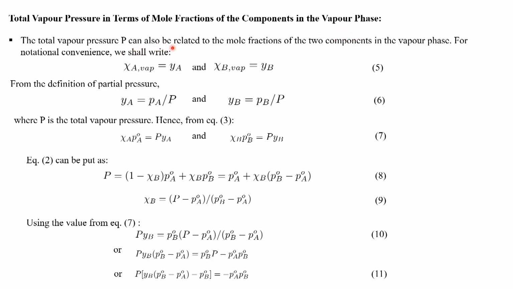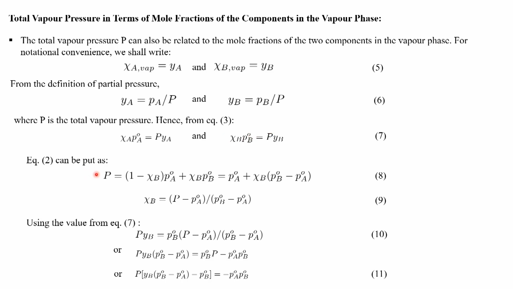Total vapor pressure in terms of mole fractions of the components in the vapor phase. The total vapor pressure P can also be related to the mole fractions of the two components in the vapor phase. For notational convenience, we shall write XA vapor as YA and XB vapor as YB. From the definition of partial pressure, we can write YA is PA by P and YB is PB by P, where P is the total vapor pressure. Hence from equation 3 we can write XA times PA naught is P YA, and XB times PB naught gives you P YB.